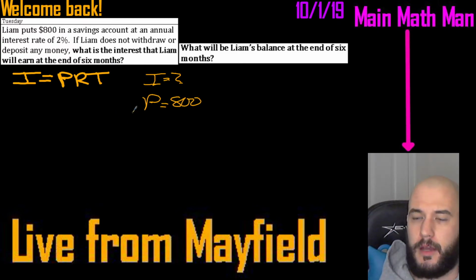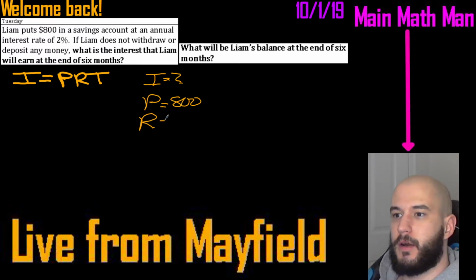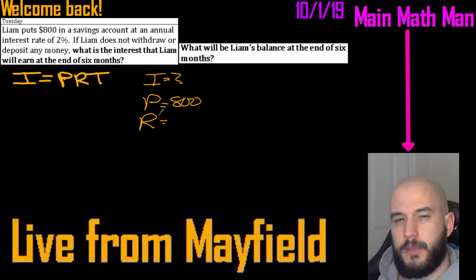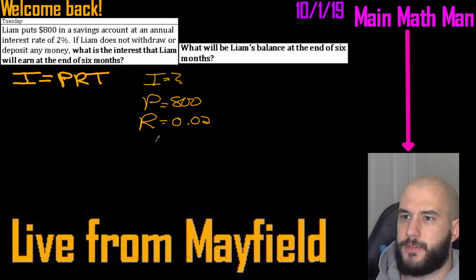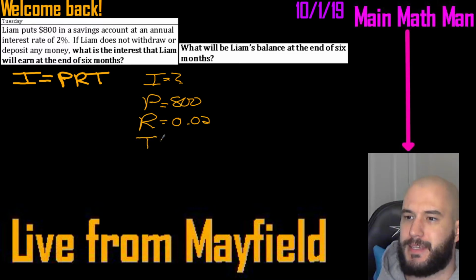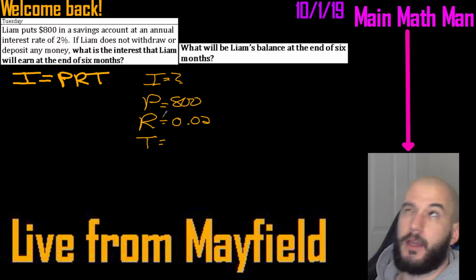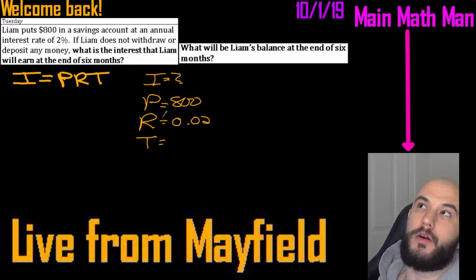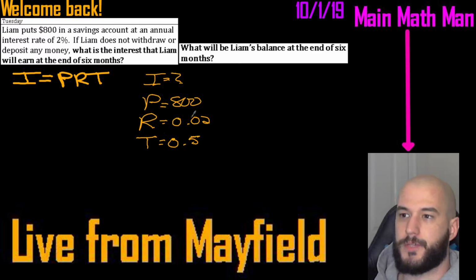The rate, again, is always that percentage, and you want to write that as a decimal, so that's going to be 0.02. For time, it says 6 months, but we want to make sure that's in years. How long is 6 months? Well, that's about half a year, so you could say that's 0.5, because you always want to make sure that's in years. So it'd be 0.5 years.